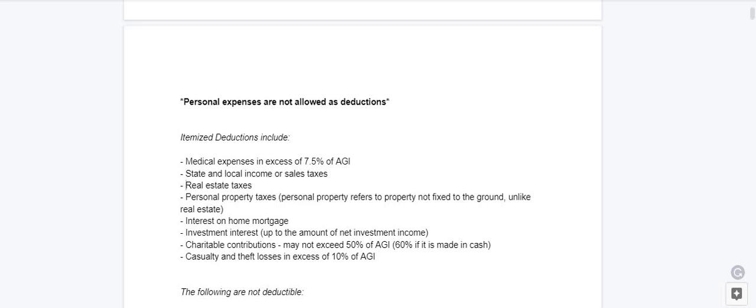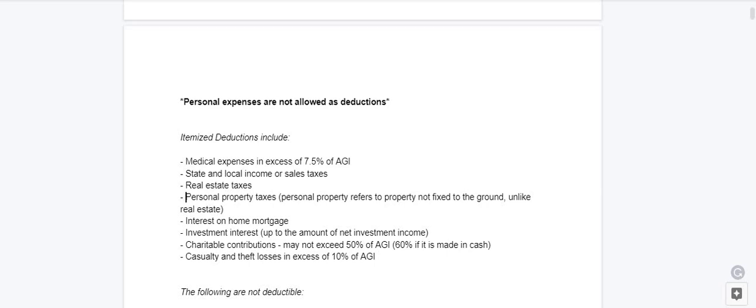Next up, we have real estate taxes and personal property taxes. And this is the second component of the SALT deduction. Now, in coordination with the state and local income tax or the sales tax deduction that is allowed, the real estate tax deduction and personal property tax deduction allowed makes up the entirety of the SALT deduction.